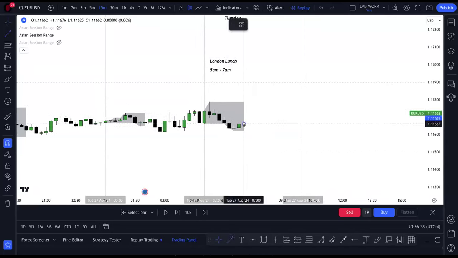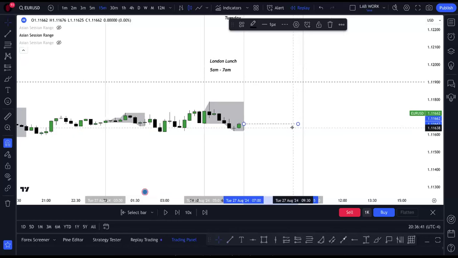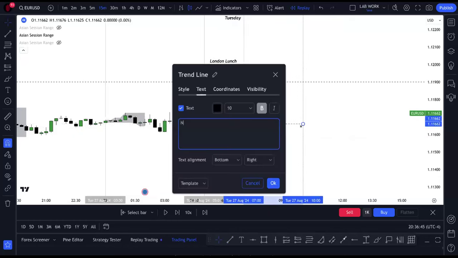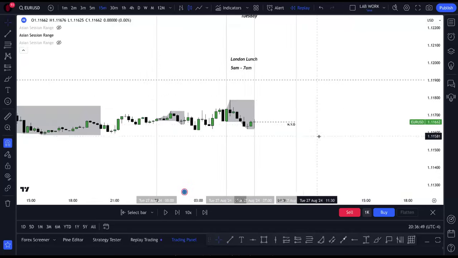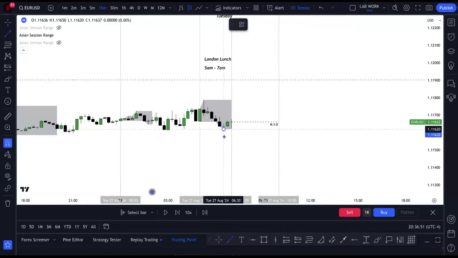So we got the opening price here. So price is going to, New York open, and then we're going to mark off our sell side.